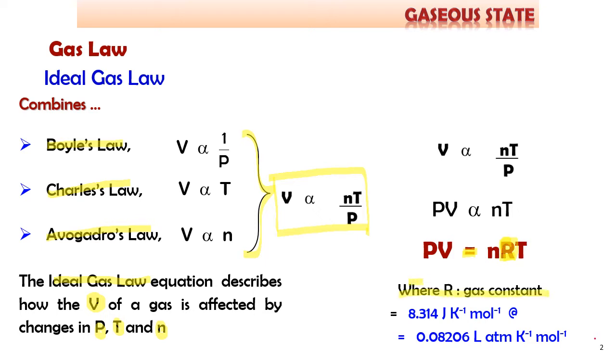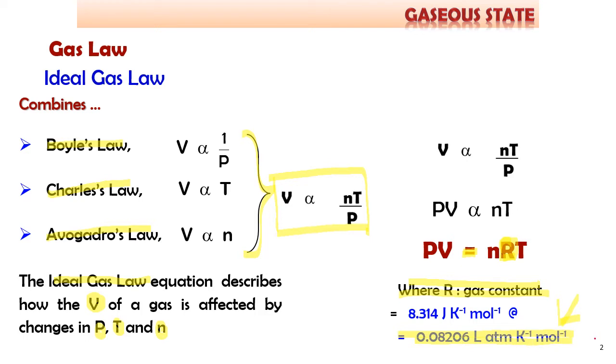R is for the gas constant, and for its value we will use the second one here, which is 0.08206 liter atm per Kelvin per mole. This is what we will use throughout chapter 5, and for chemistry we will use this one a lot for this chapter.